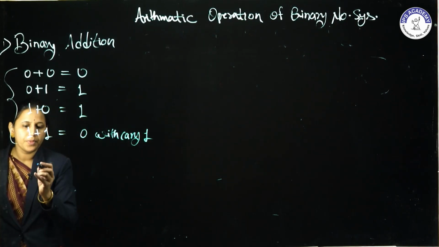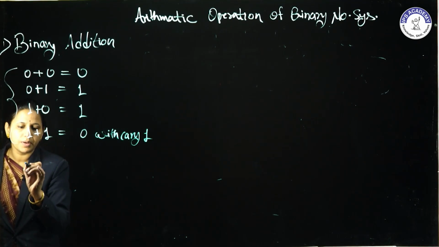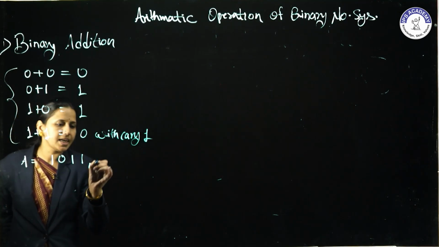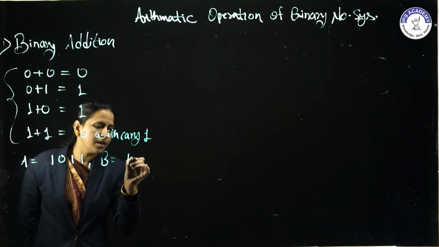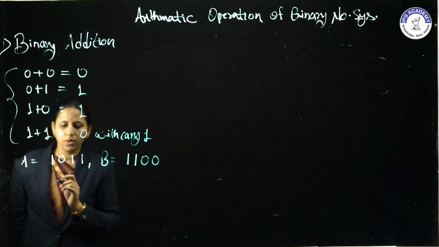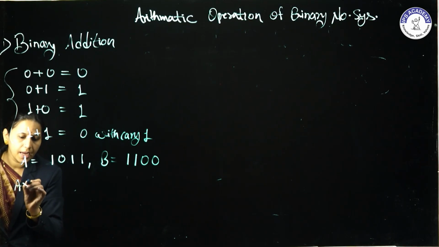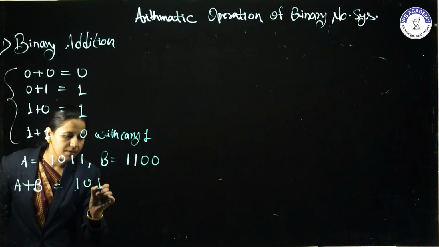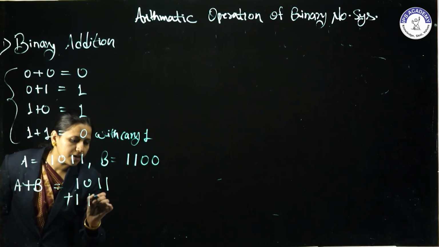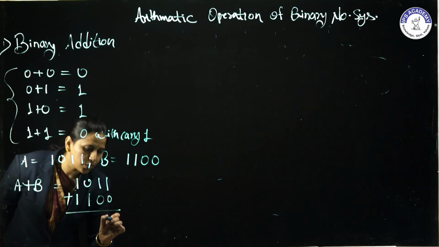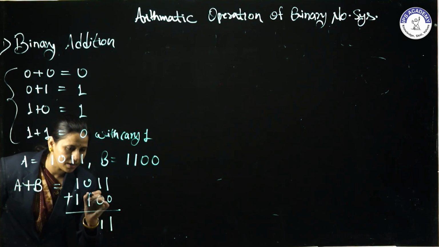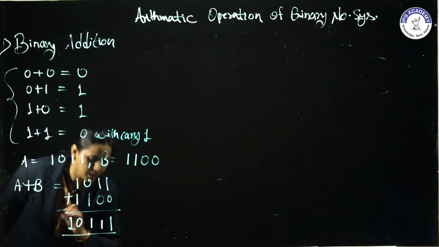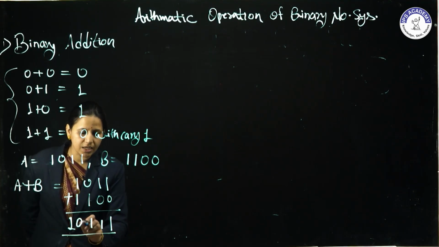So, for example, there are two numbers: A is 1011 and second is B, 1100. We need the result of A plus B. So, A plus B means 1011 plus 1100. So, 1 plus 0 is 1, 1 plus 0 is 1, 0 plus 1 is 1, and 1 plus 1 is 0 with carry 1. So, the result of A plus B is 10111.